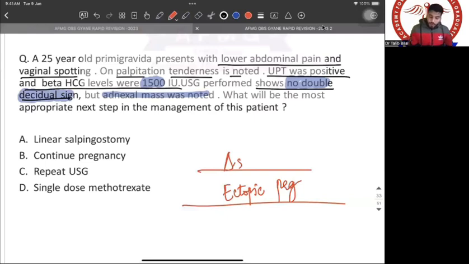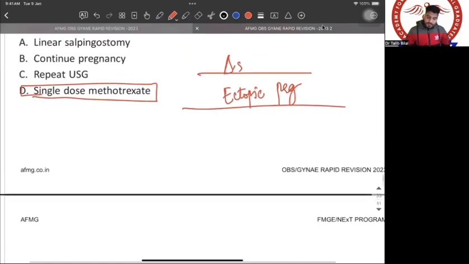So guys, I have already mentioned that in the management of ectopic pregnancy, if the beta HCG levels are less than 5,000, you go with the medical management. And the medical management, guys, what is the drug you give? Single dose methotrexate. We have other drugs as well, guys. So let me discuss this first.